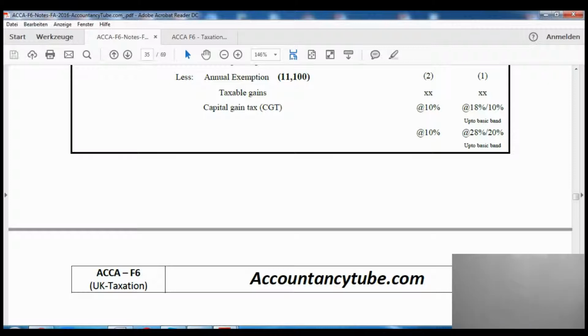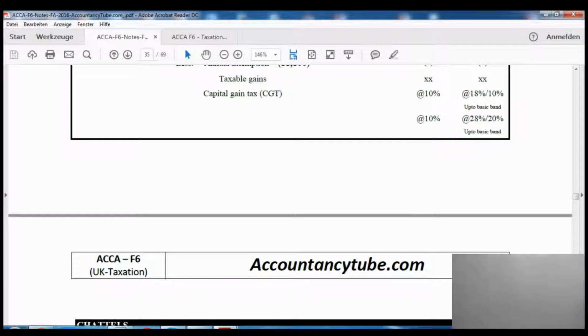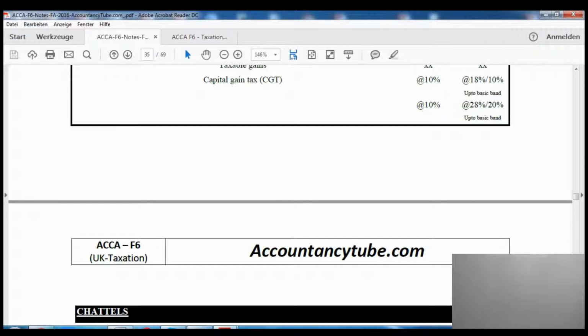Entrepreneur relief tax rate is 10%, residential property rate is 18% and 28%, and the normal rate of capital gains tax is 10% and 20%. Right? So the normal rate of capital gains tax is 10% in the basic rate band and 20% in the higher rate band. For entrepreneur relief, even if it is higher rate or basic rate, you will still have to pay at the rate of 10% anyway. If it is a residential property, then if it is within the basic rate band, the tax rate is 18%, and if it is in the higher rate band, the tax rate is 28%.